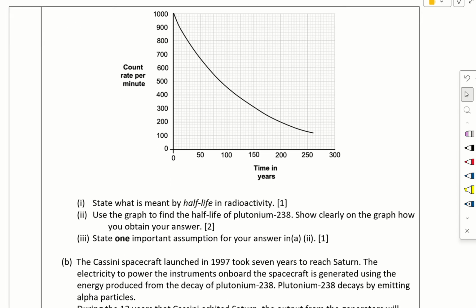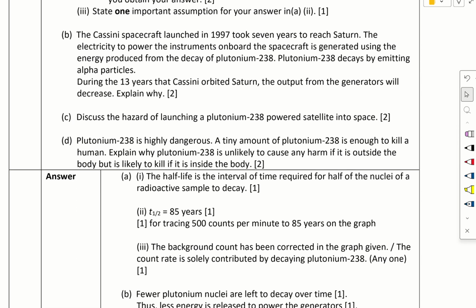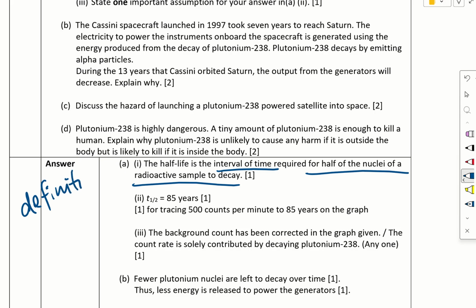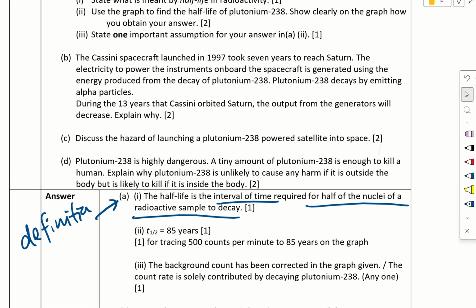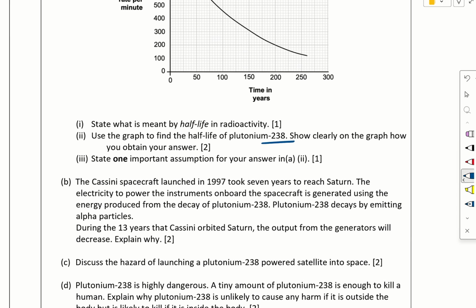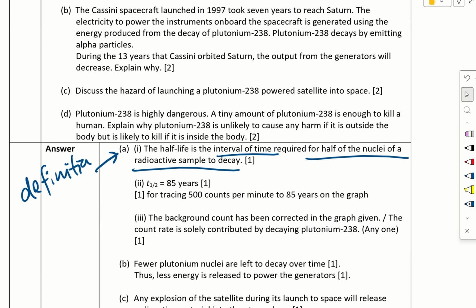State what is meant by half-life in radioactivity. So you need to memorize this. The half-life is the interval of time required for half of the nuclei of a radioactive sample to decay. So this is a definition that you need to memorize. Okay. Part 2, use the graph to find the half-life of plutonium-238, showing clearly on the graph how you obtain your answer. So we started off with 1000.